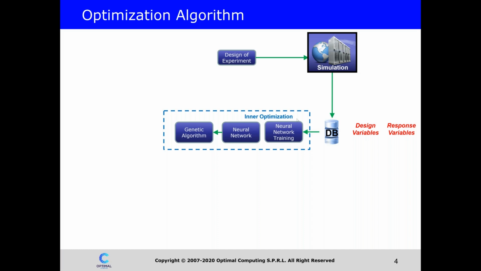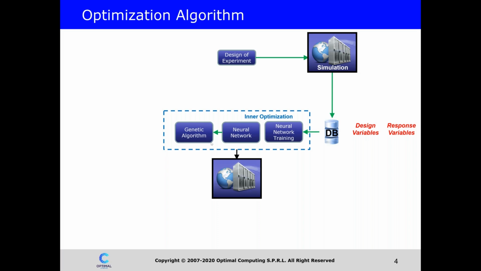But this allows us to have an approximate response and to use a genetic algorithm in order to find an optimal solution based on the prediction of the neural network. This is what we call the inner optimization loop.